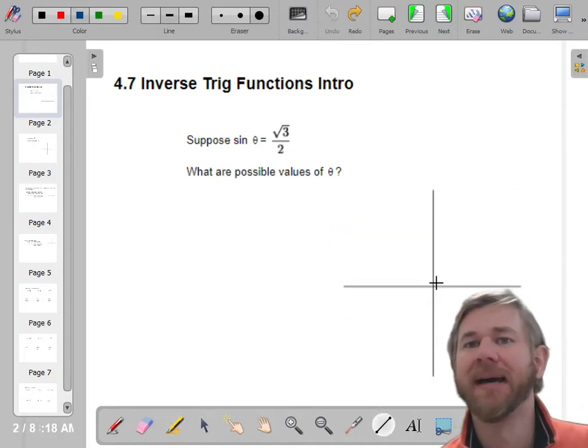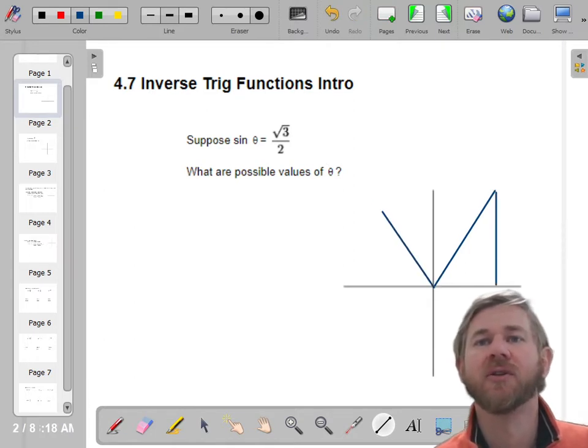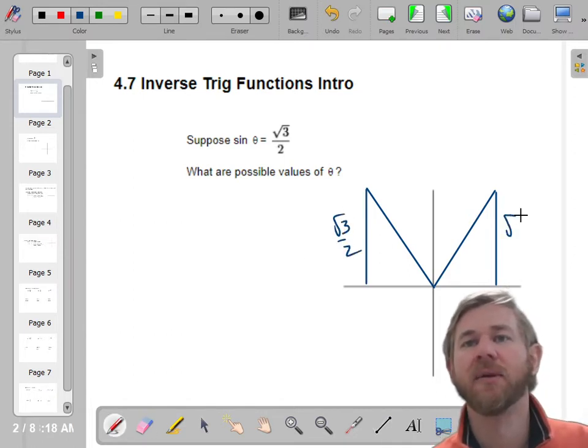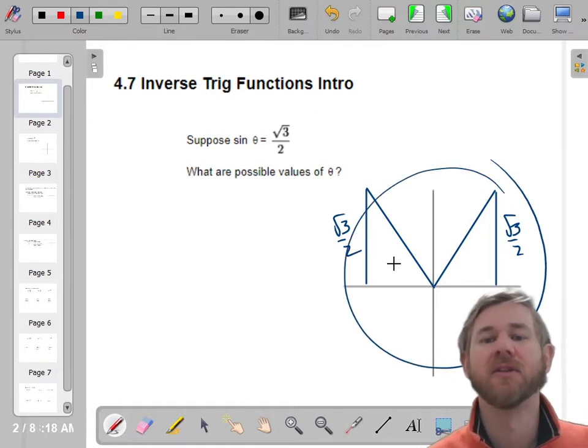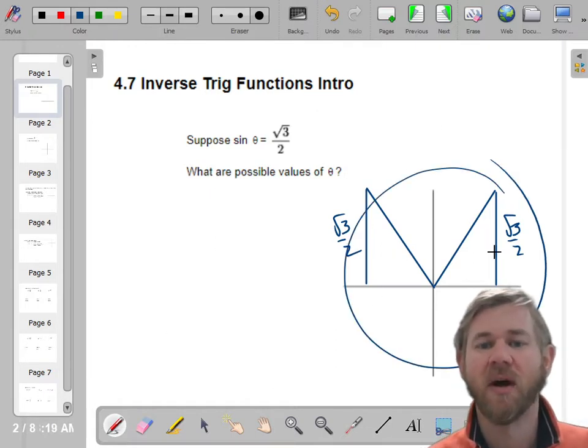But what's interesting about this is that sine, I'm going to draw a triangle in the first quadrant and I'm going to draw a triangle in the second quadrant and say this y value could be radical 3 over 2 here, or it could be radical 3 over 2 right there. There's two places where this happens on the unit circle. They're in the first and second quadrant.